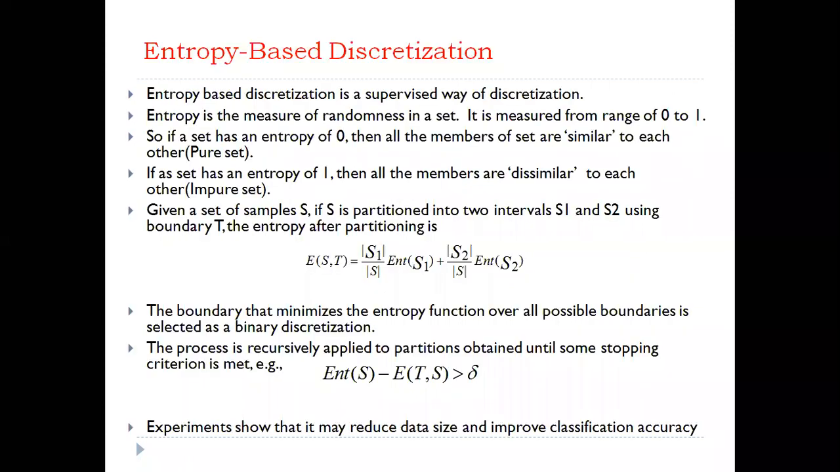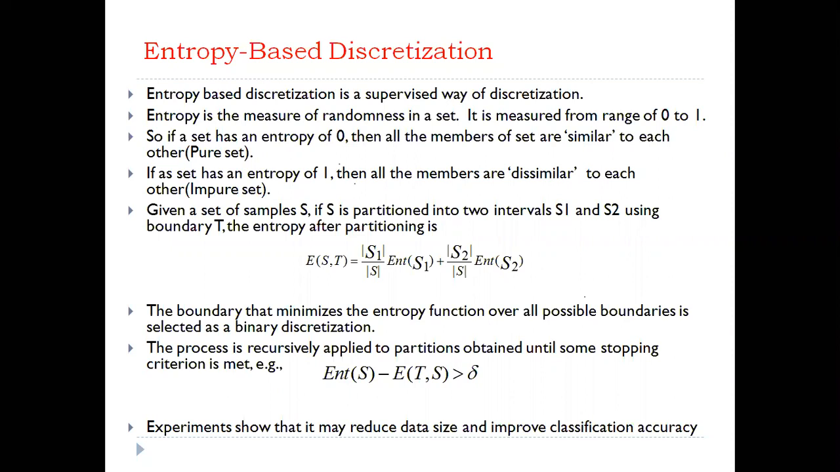Now, coming to entropy-based discretization, as I said, it is a supervised way of discretization. Here, entropy is the measure of randomness in a set. What do you mean by this? I am trying to check, in a given set, what kind of values I am holding. It is measured in the range of 0 to 1. If a set has an entropy of 0, then all the members are similar, that is, all of them belong to the same class.